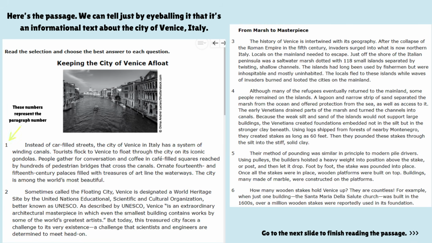So let's read this passage. Keeping the city of Venice afloat. Instead of car-filled streets, the city of Venice in Italy has a system of winding canals.